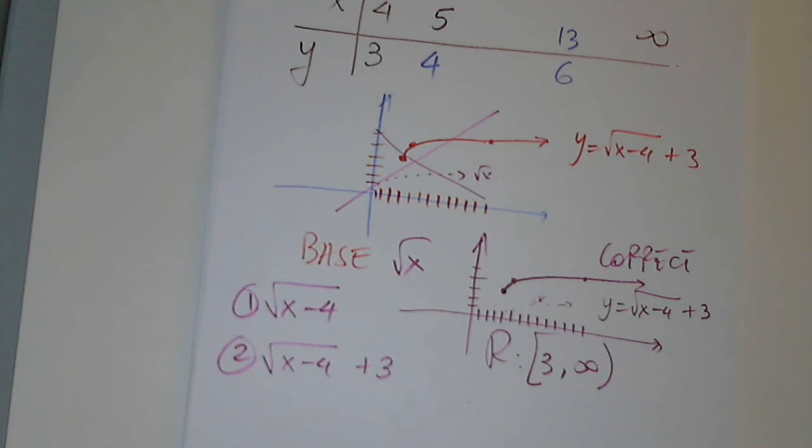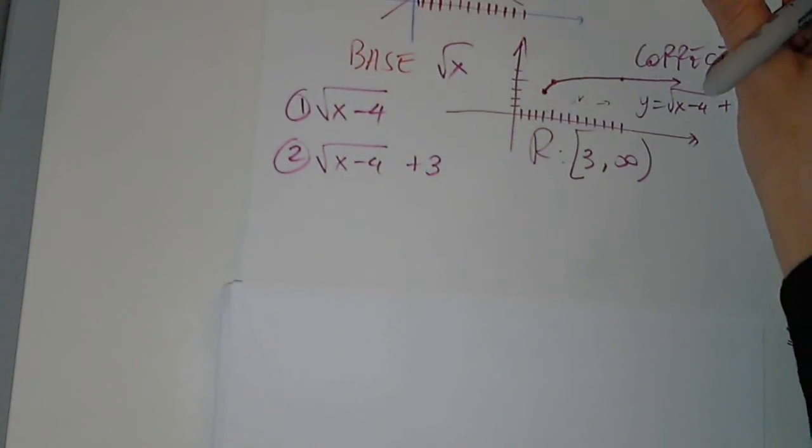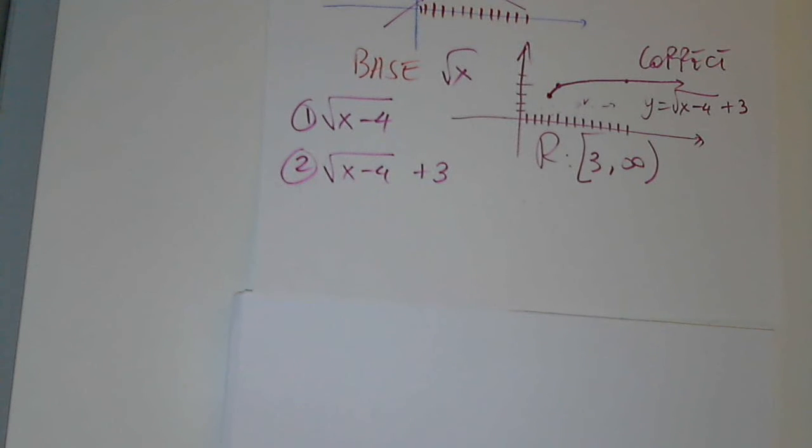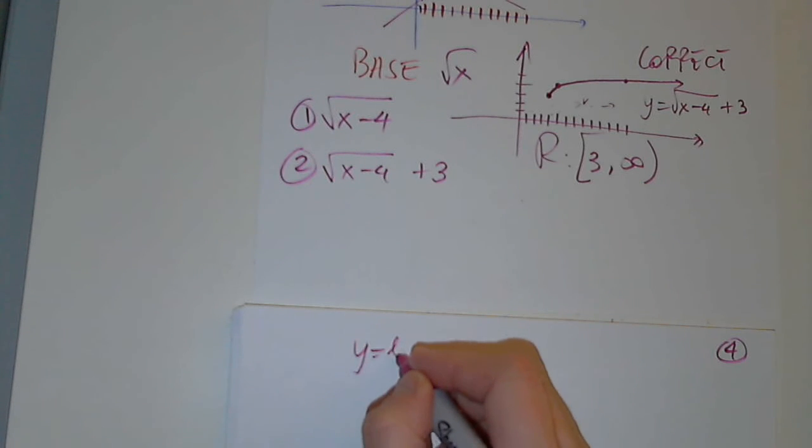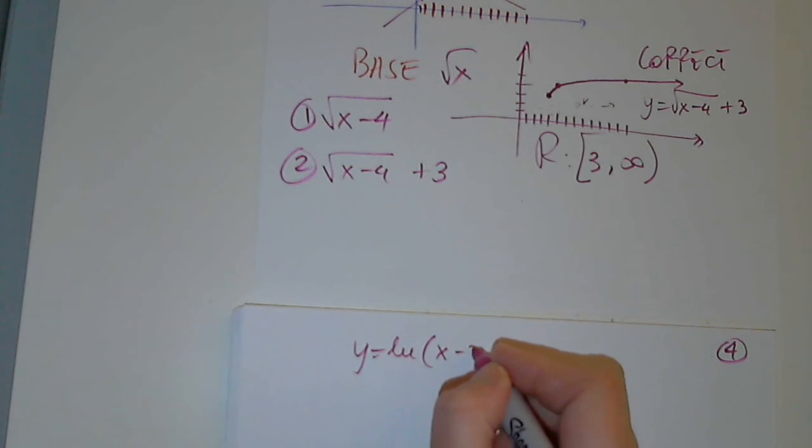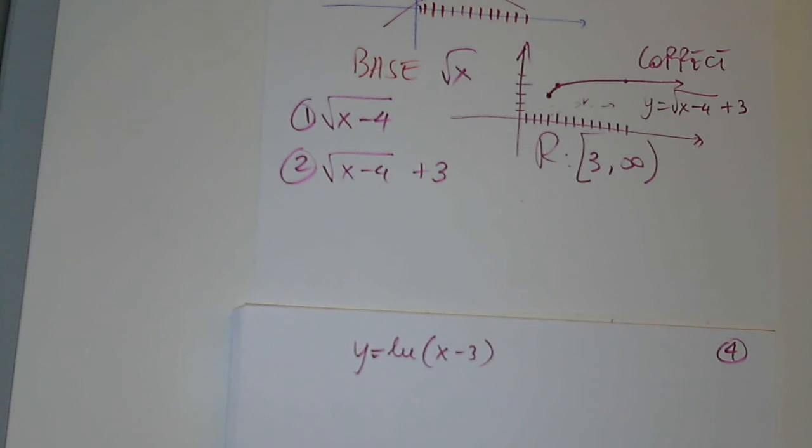Perfect. Okay. Now we go to the natural log. And I think we got that natural log. Any questions from me? Stop me. Yes? Any questions? Okay, so we have y equals natural log of x minus 3. I have to find the domain of this function, and how do I do that?